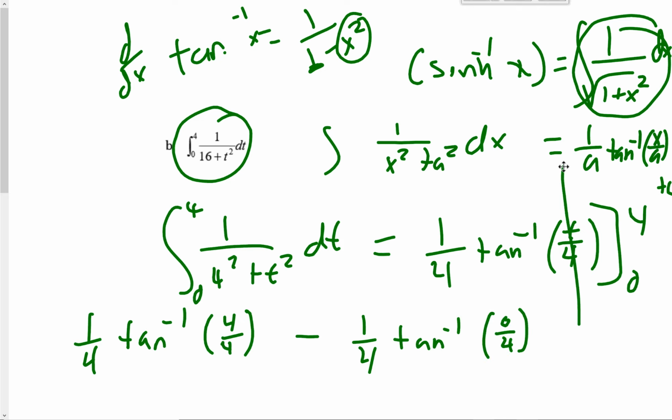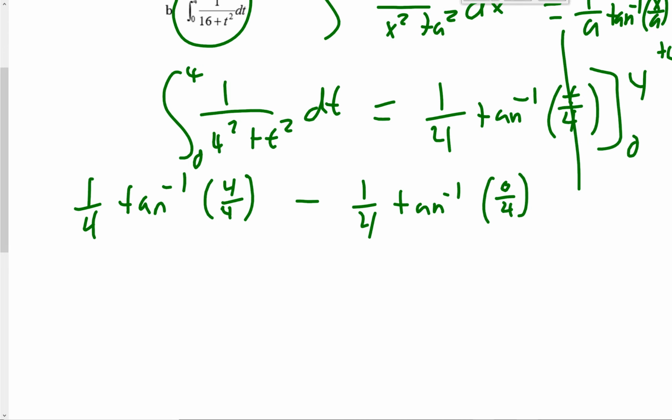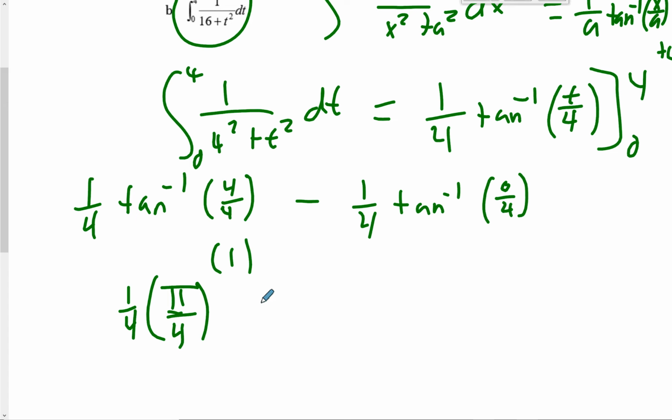Okay, so we can simplify that, right? 4 over 4 is just 1, correct? So what is tan inverse of 1? What angle gets you a 1? That would be 45 degrees, or pi fourths. And 0, what gets you a 0? Well, that's going to be 0, correct? 0 degrees, 0 times 1/4.